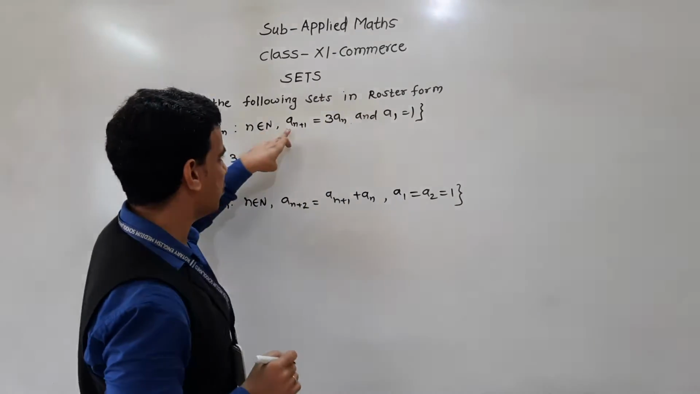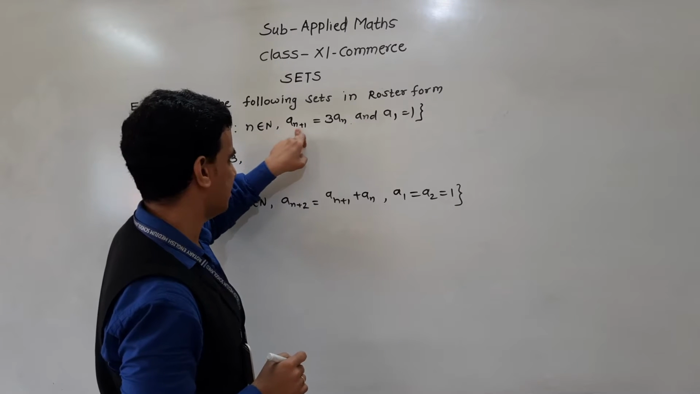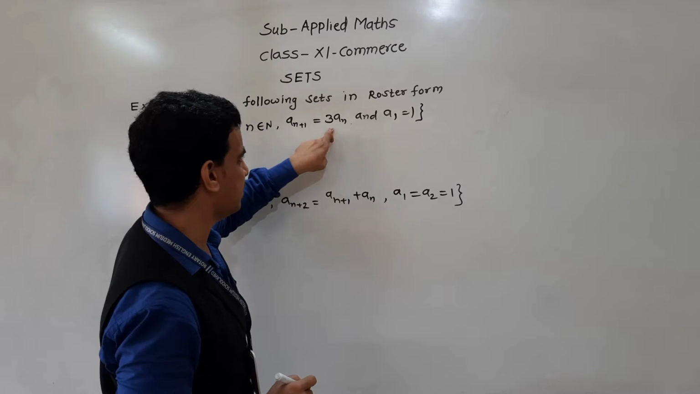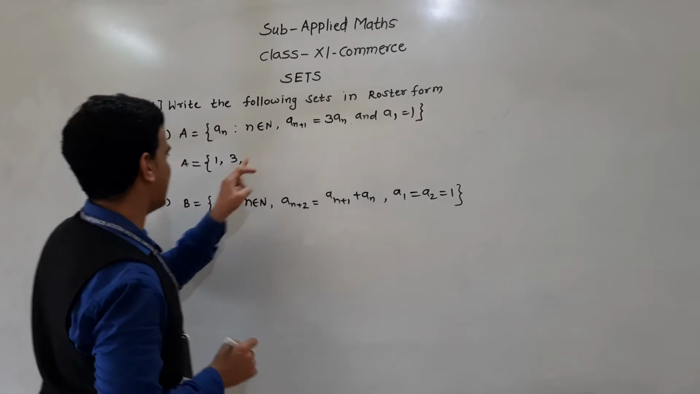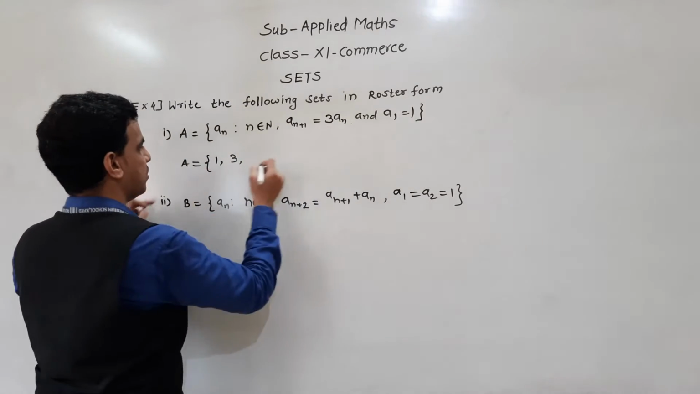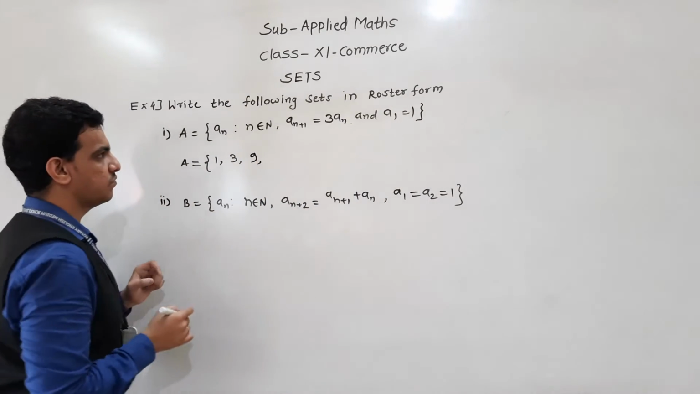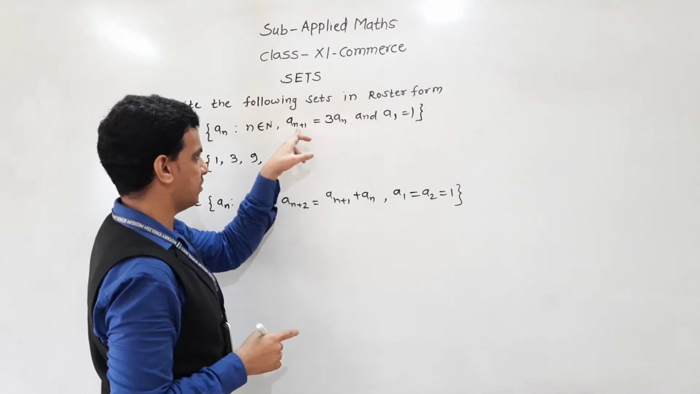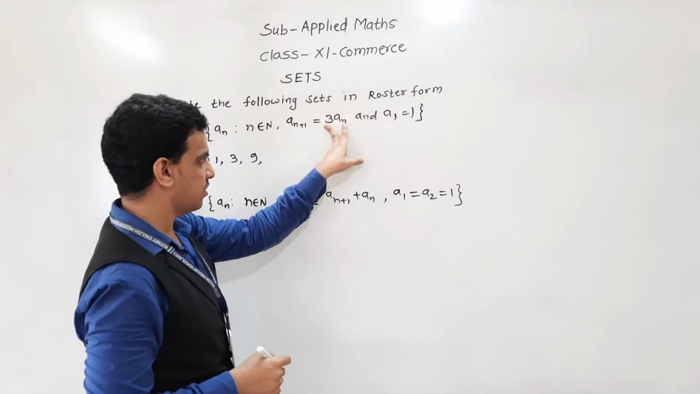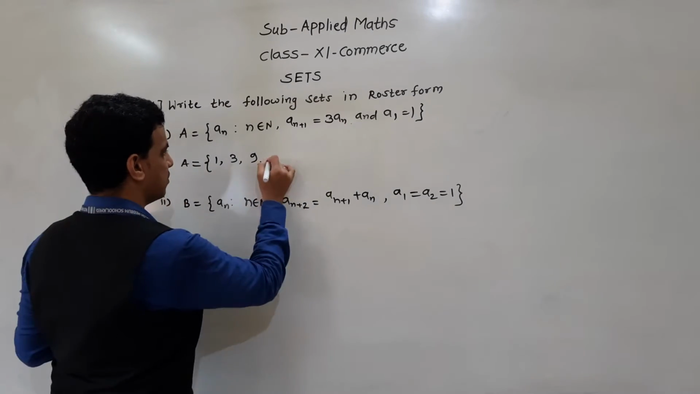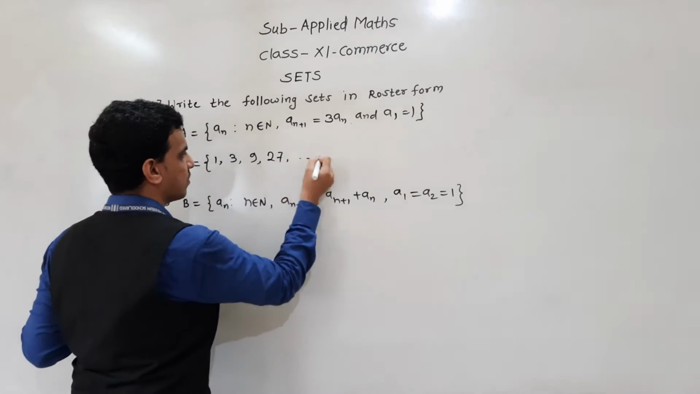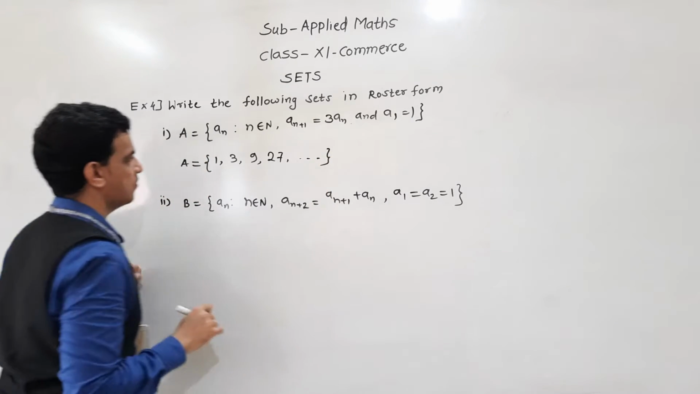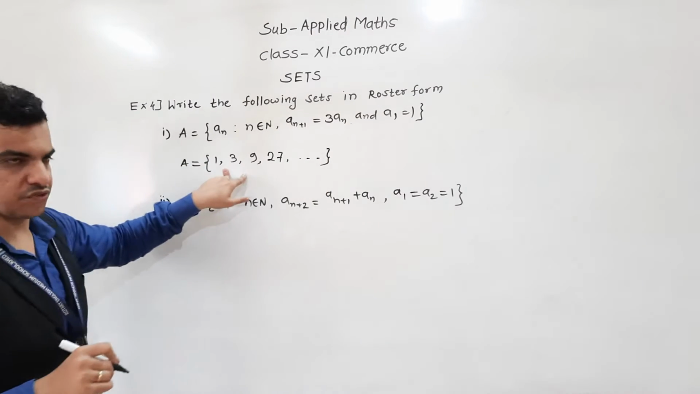Then if we put n equal to 2, we get a3. So a3 is equal to 3 into a2. The value of a2 is 3, so 3 into 3 is 9. If we put n equal to 3, so 3 plus 1, 4, a4 is equal to 3 into a3. So 3 into 9 is 27. And so on. So this is the set in roster form.